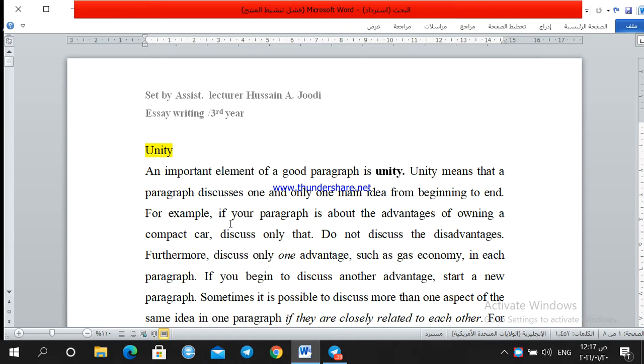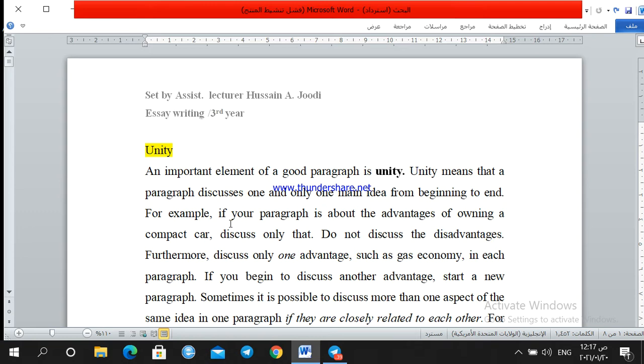The way of writing a paragraph. Okay. What is a paragraph? We talked about paragraph writing last lecture. We defined a paragraph and its purpose. And how could we write a paragraph? What is the topic sentence, the parts of the topic sentence, the supporting sentences, the kinds of supporting sentences, and the concluding sentence? And we gave examples and explained them.